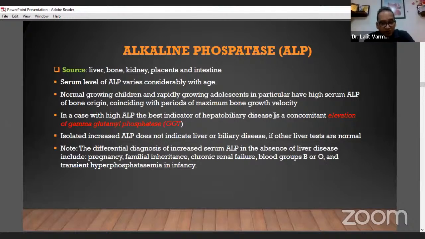The differential diagnosis of increased serum ALP in the absence of liver disease includes, again, pregnancy, familial inheritance, where certain family members have higher ALPs, chronic liver failures, blood group B or O, and transient hyperphosphatasemia in infancy. So these are the conditions where you have automatically elevated ALP.